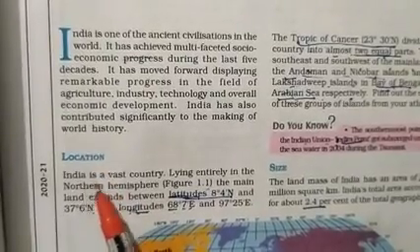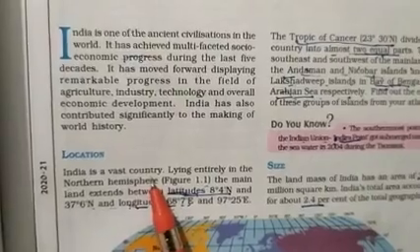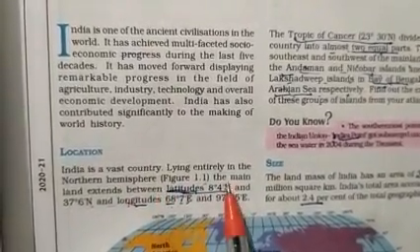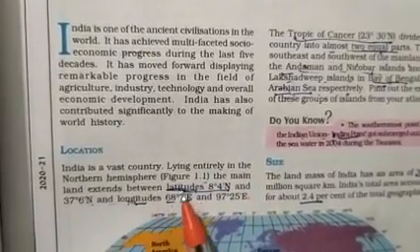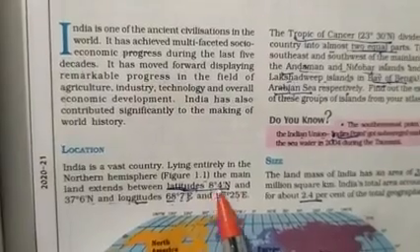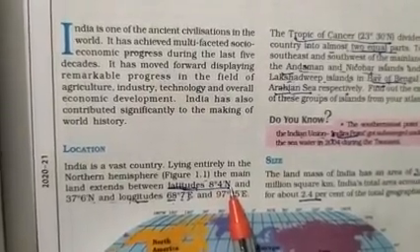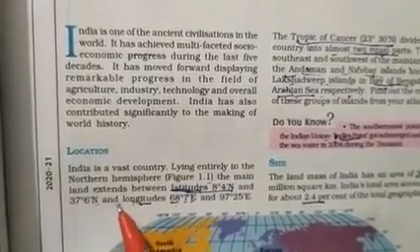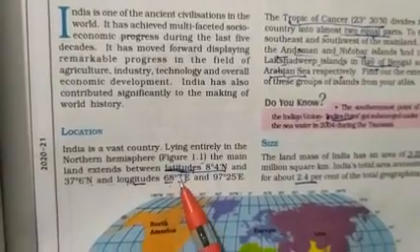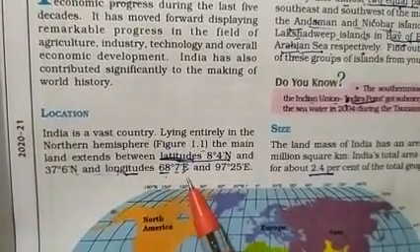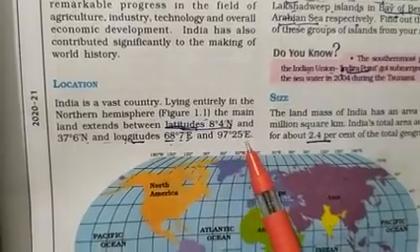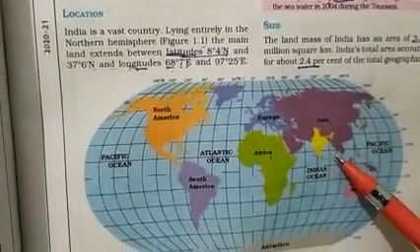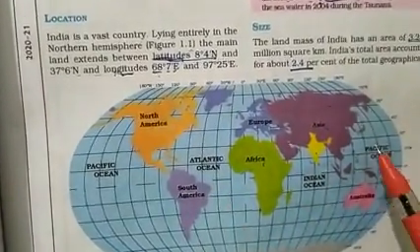As we all know, India is a very vast country. Lying entirely in the northern hemisphere, the mainland extends between latitude 8 degree 4 minute north and 37 degree 6 minute north, and longitude 68 degree 7 minute east and 97 degree 25 minute east. You can see in this map the location of India.